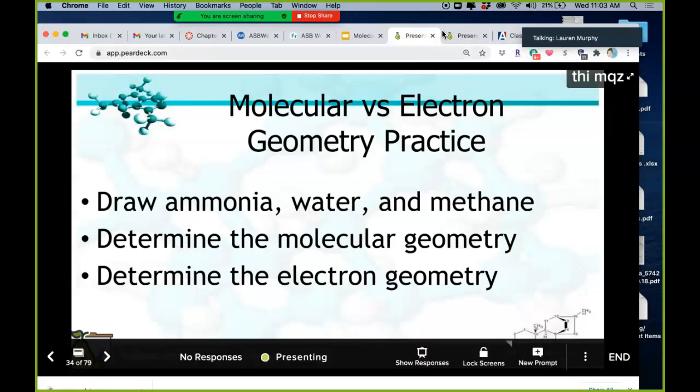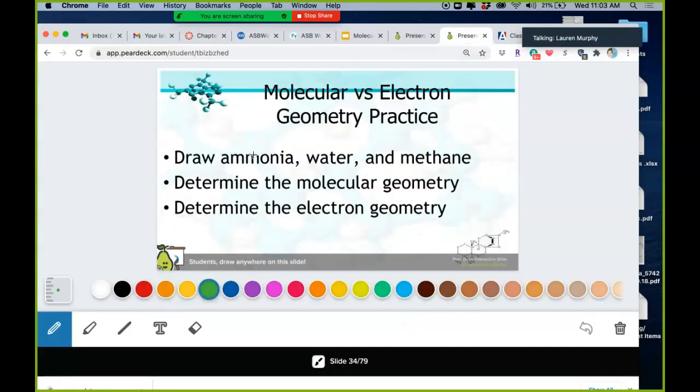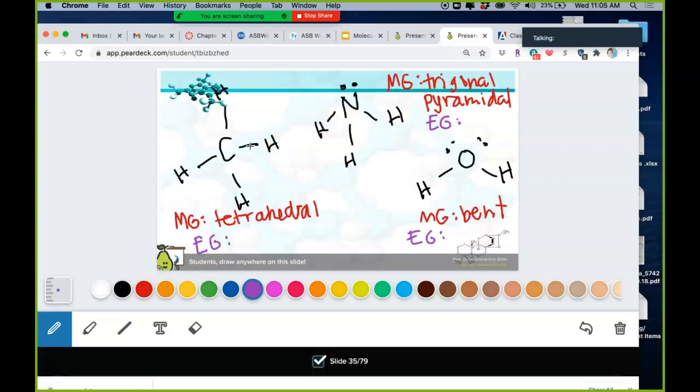So ammonia is NH3. Water is H2O. And methane is CH4. All right, so this should be what you have. Methane is tetrahedral. Ammonia is trigonal pyramidal, and water is bent. These are the shapes you've learned.